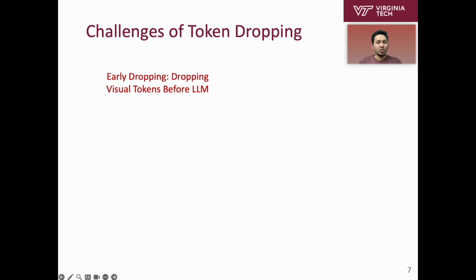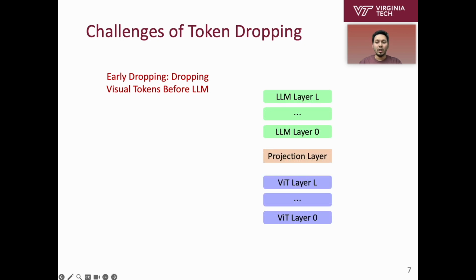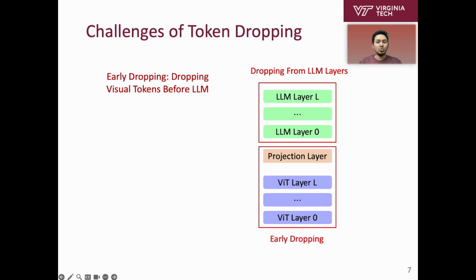Designing a token dropping mechanism for vision language models is challenging. First, determining the stage of token dropping is critical. Dropping can be implemented either within the LLM layers or before the LLM stage, which we call early dropping. For token dropping in the intermediate layers, we still need to process the large amount of tokens in the first few layers, which increases the computation and memory usage. On the other hand, early dropping, which is removing tokens before sending them to the LLM, is more beneficial in terms of computation and memory efficiency.